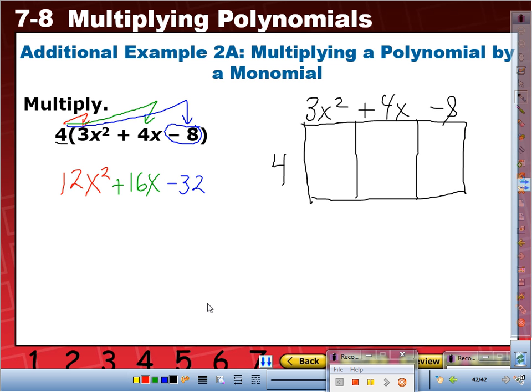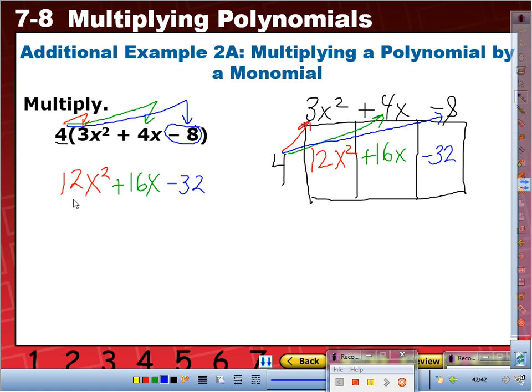So check this out. So therefore, 4 times 3 is 12, and I bring down the x squared. Next, 4 times 4, that's 16, and I bring down the x. And lastly, 4 times negative 8, that's negative 32. Everybody see that? So we distribute.